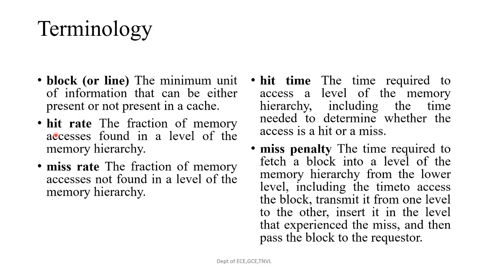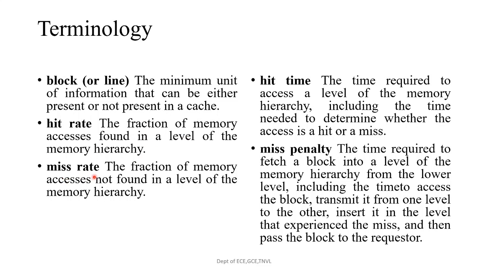That is analogous to finding the information in one of the books on our desk. If the data is not found in the upper level, then the request is called a miss. If a miss happens, the lower level in the hierarchy is then accessed to retrieve the block containing the requested data. Continuing our analogy, you go from your desk to the shelves to find the desired book. So this is nothing but the block, the minimum unit of information that can be either present or not present in a cache. What is hit rate? The fraction of memory accesses found in a level of the memory hierarchy.